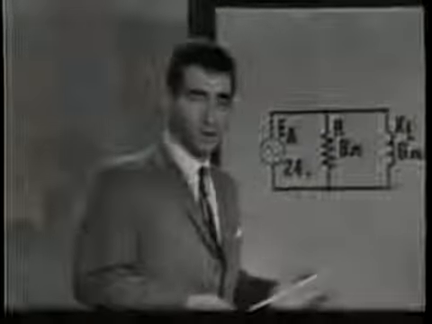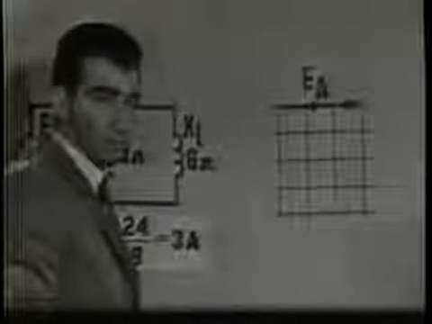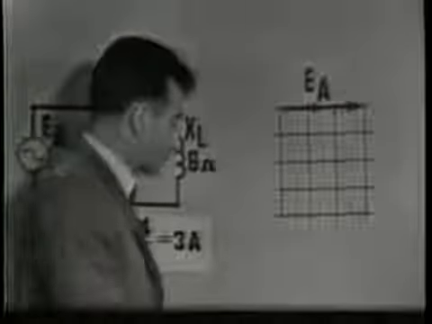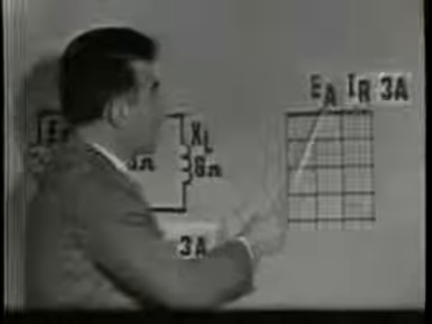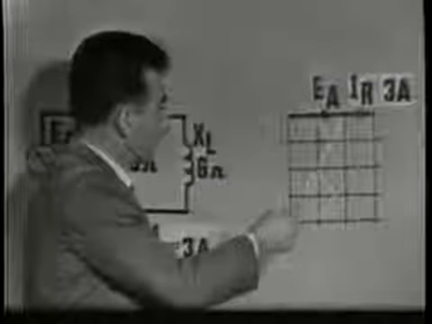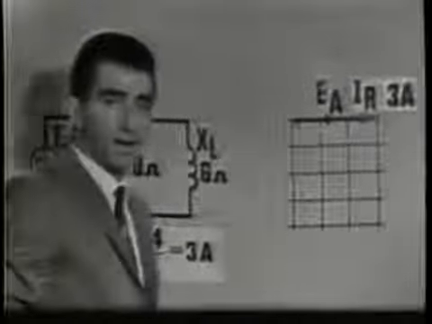Now, if we plot IR on our vector graph, we must show it in phase with EA, because there is no phase shift caused by the resistor. And of course, IR, according to our calculations, is 3 amperes. 3 amperes in phase with EA. And notice we've allotted 3 units on the graph to represent IR of 3 amperes.